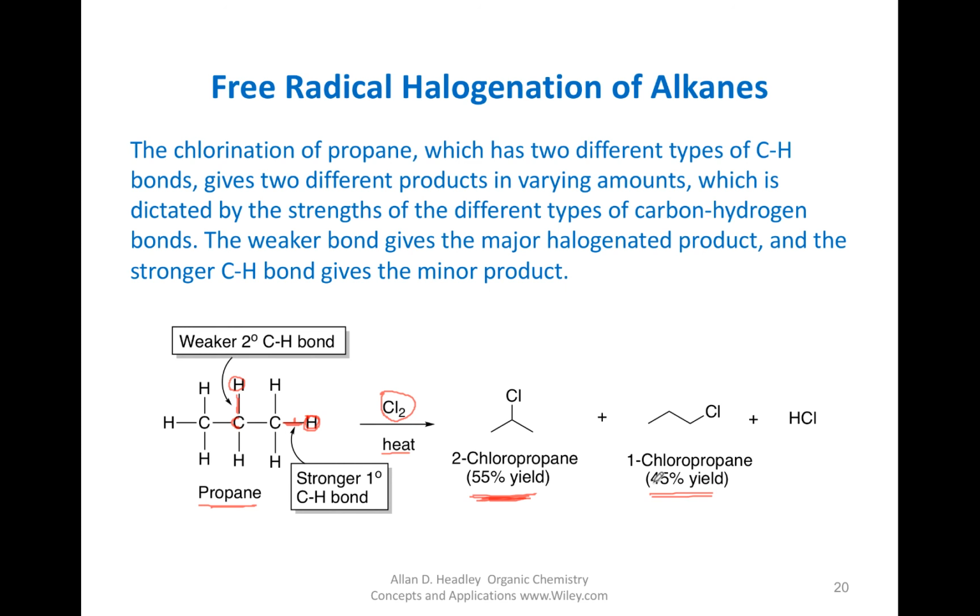We'll look at the mechanism in more detail in the next lecture, but you should start putting together the pieces. This bond is strong, so we get less of it. This bond is weak, so we get more of it. The radical generated here is more stable, so we get more of that. The radical generated right here is less stable, a primary radical, so we get less of that product. We'll cover that in the next lecture.